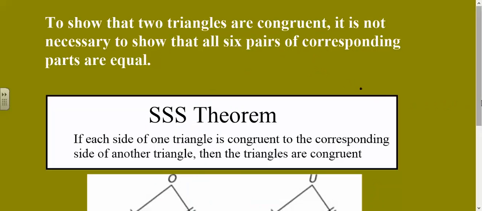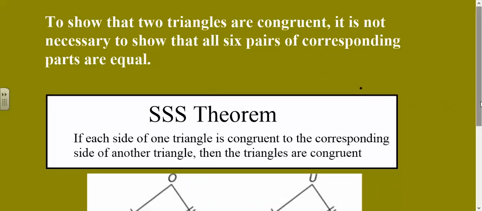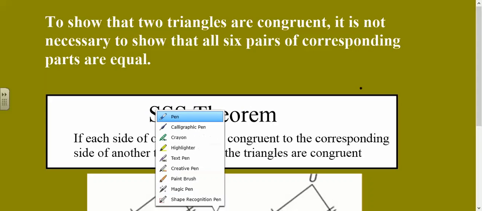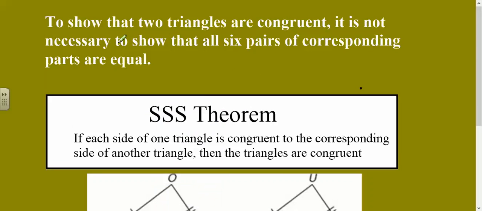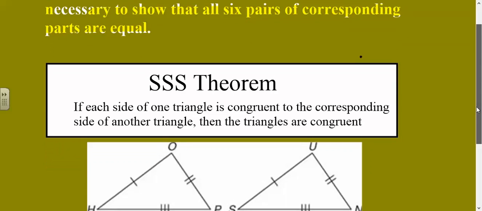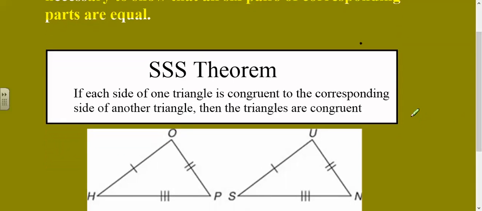But you've been working with an activity with triangles, so if a triangle is congruent, you don't have to show that everything on the triangle is congruent. It's not necessary to show that all parts are equal. You just have to show that certain parts are equal. And as we go through this, you might see that you've already seen that with your triangle activity you worked on in class. So the first one is called the SSS. So what do you think SSS stands for?